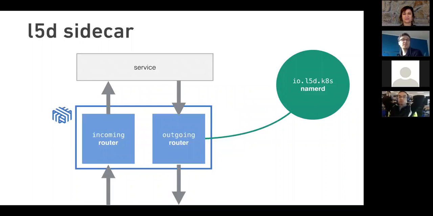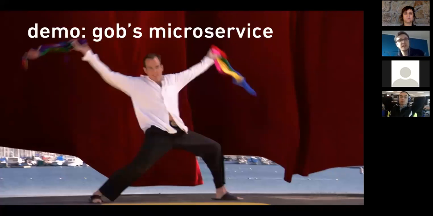In this service, you'll see that we have two routers. We have an incoming router, which listens for incoming connections and sends everything to the service. And on the outbound side, we look things up via the Kubernetes master, but we're going to do that through Namerd today.